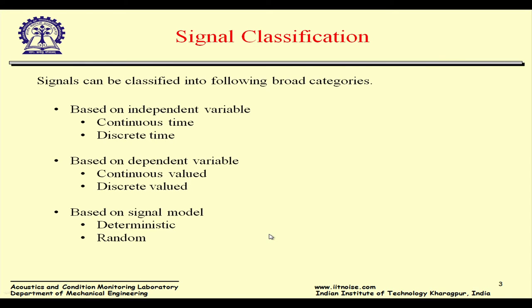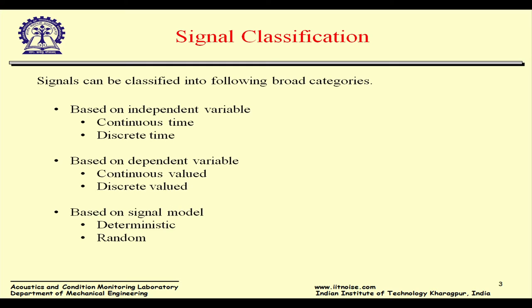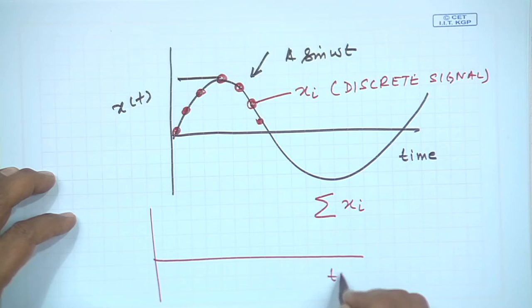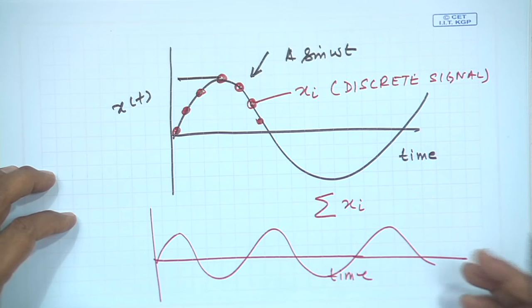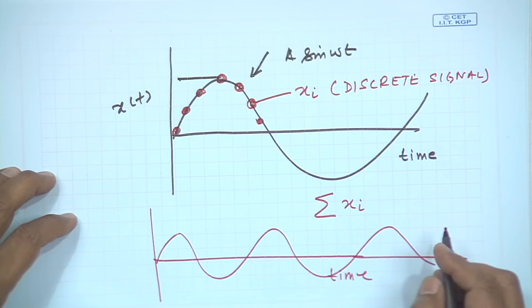But some signals can be continuous, and some are periodic. That means they repeat themselves at a definite interval, particularly machines which operate at a constant speed, they will produce periodic signals, as opposed to signals which are random in nature. For example, raindrops falling when you are measuring the noise.